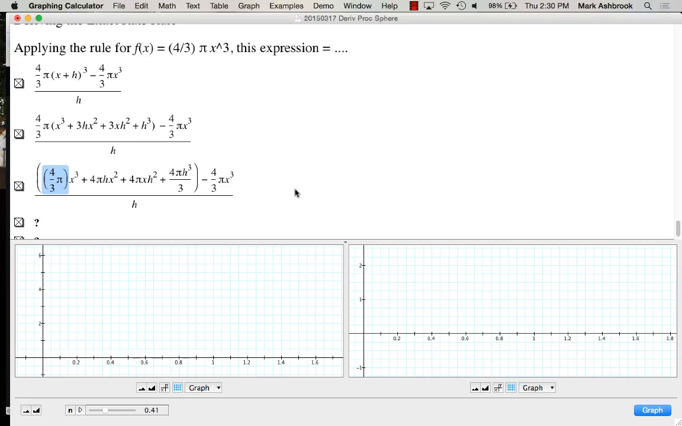Okay, now notice what happened. Look at the first term, 4/3 pi x cubed. What do you see at the end there?